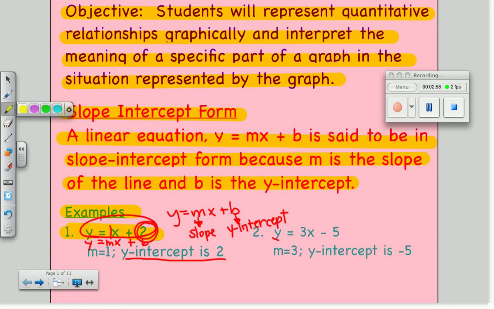Again, y equals mx plus b. Okay? So m is 3, because the number next to x is 3. So m equals 3. B is 5, however, we're subtracting it instead of adding it, so it's negative 5. So this y-intercept is negative 5.